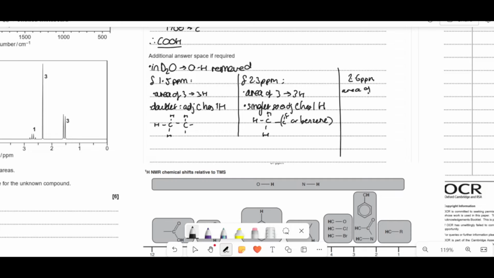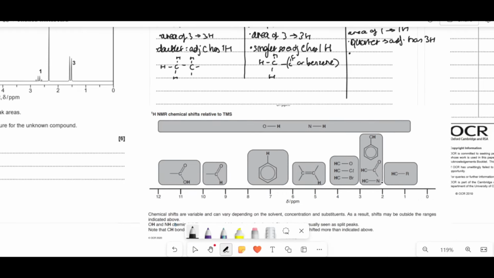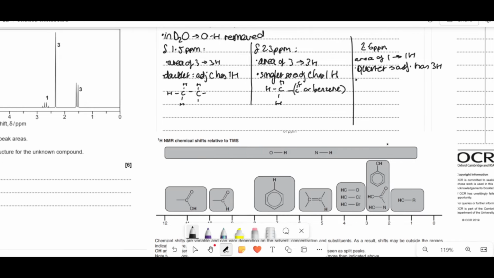Cool. Next, if we have a look at the one that's at 2.6 ppm, we know it's an area of 1, so there's 1 hydrogen. It's a quartet, so the adjacent carbon has 3 hydrogens. And then if we actually look at what it is in the data sheet, 2.7 is this again, or it could be this. Now, here, it most likely would be, it's a quartet, so the adjacent carbon has 3 hydrogens. It's got an area of 1 and it's 1 hydrogen. So we know it's going to be C with 1 hydrogen on it.